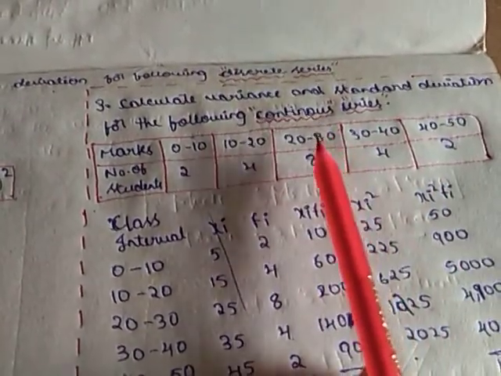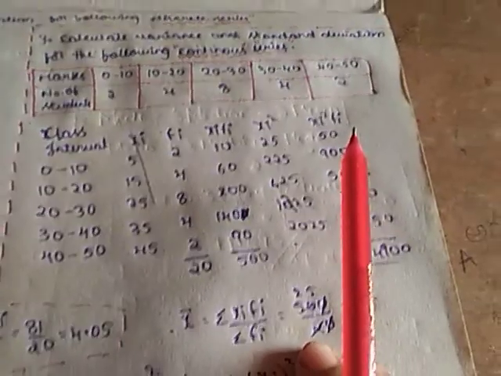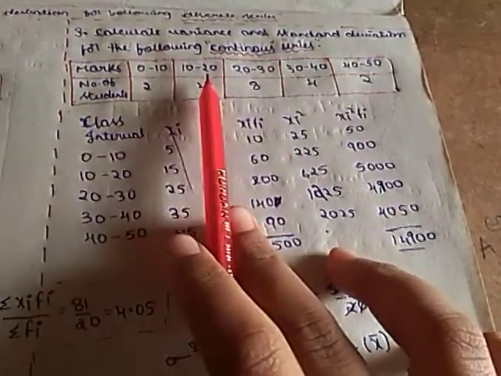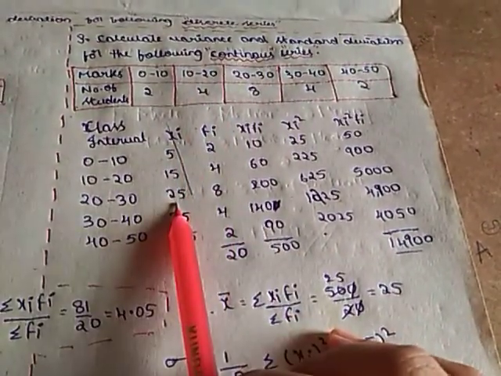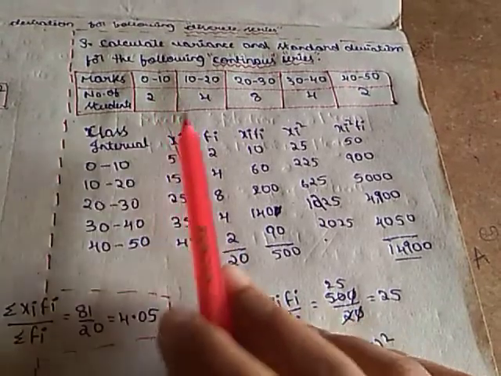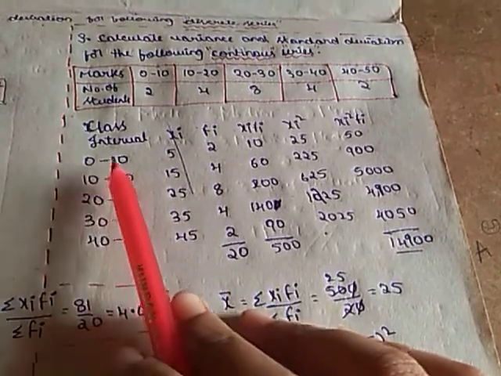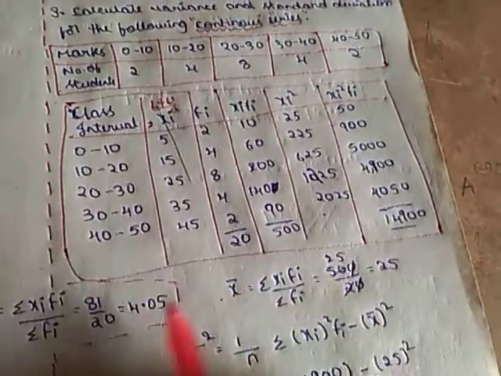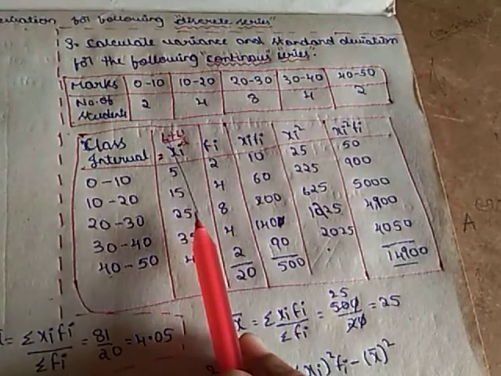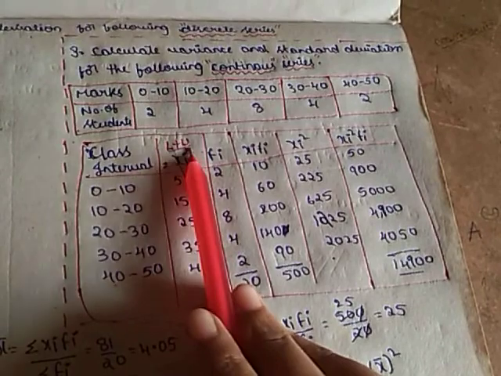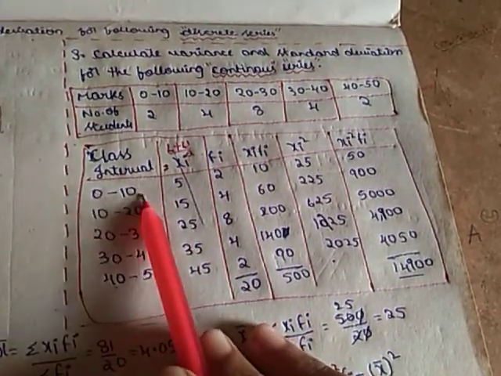Now we'll see how to calculate standard deviation and variance in continuous series. I already mentioned that to identify a continuous series, we can easily see they give only class intervals. From the class intervals, we have to find the xi values. How do we find them? The formula is L plus U by 2, that means lower limit plus upper limit by 2.